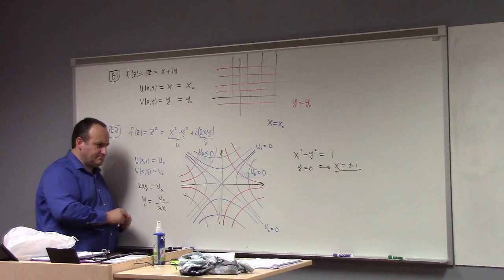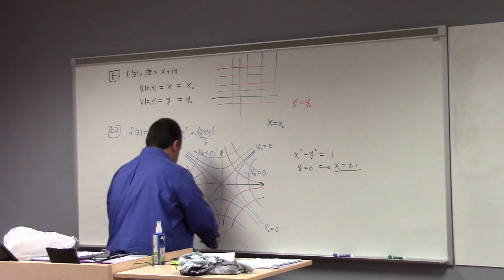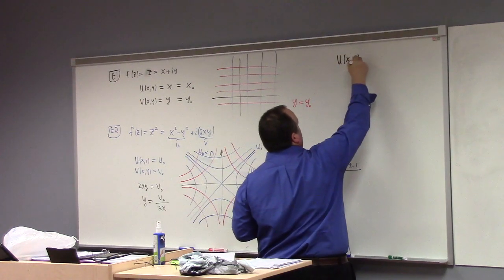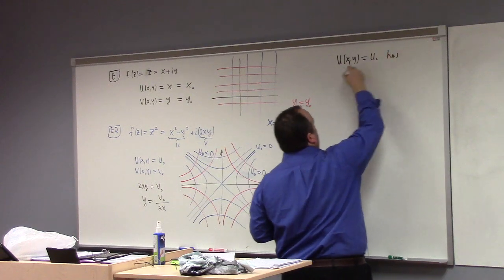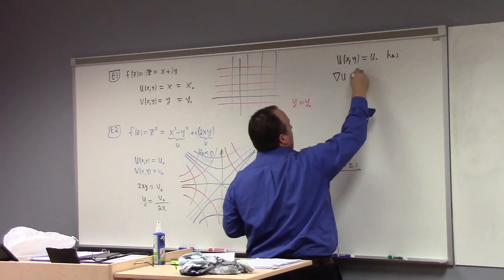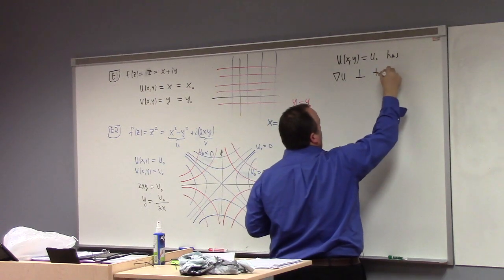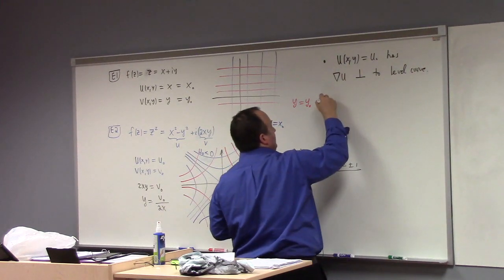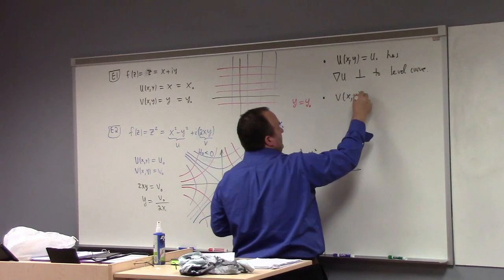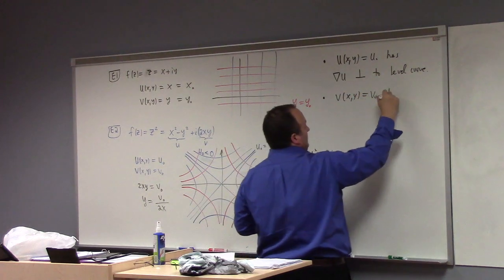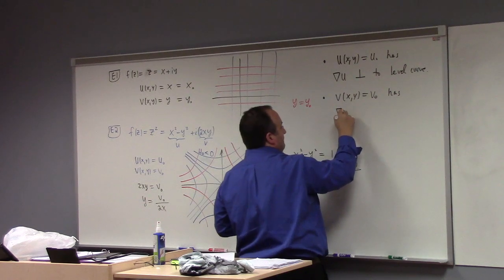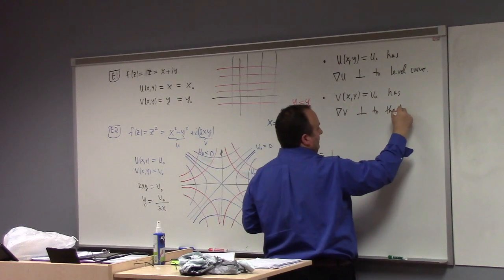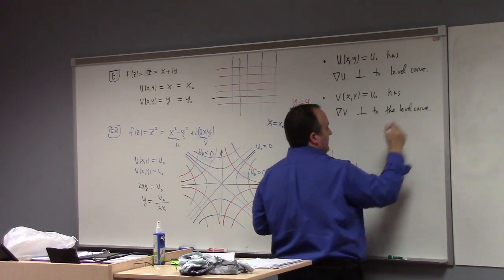So how do you understand this in terms of calculus 3? Very easy. Remember that u of xy equals u naught has gradient of u perpendicular to the level curve, right? And likewise, if we put v of xy equals v naught, look at that solution set, it has the gradient of v perpendicular to the curve, right?